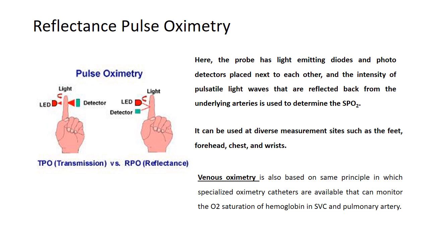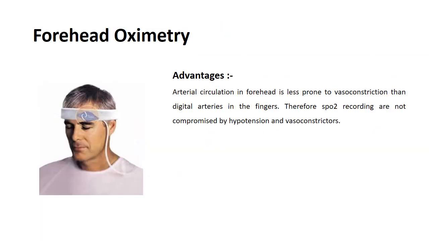Venous oximetry is also based on this reflectance pulse oximetry, and it is the same principle. It has a specialized oximetry catheter that can monitor the oxygen saturation of hemoglobin in the SVC and pulmonary artery, the mixed venous oxygen saturation.